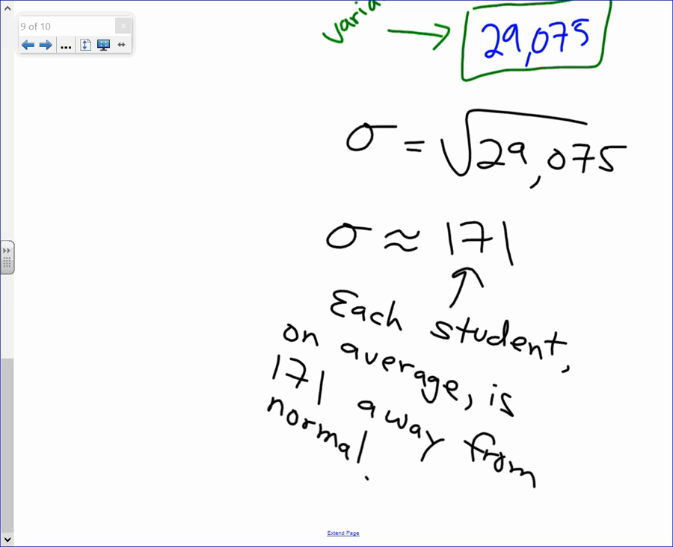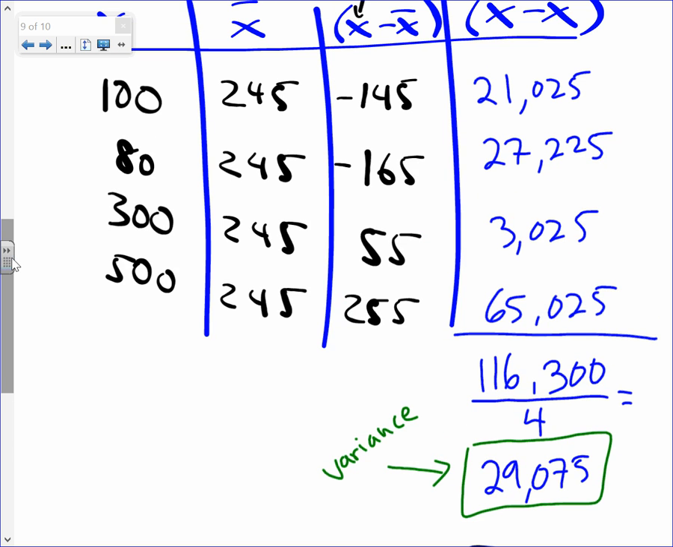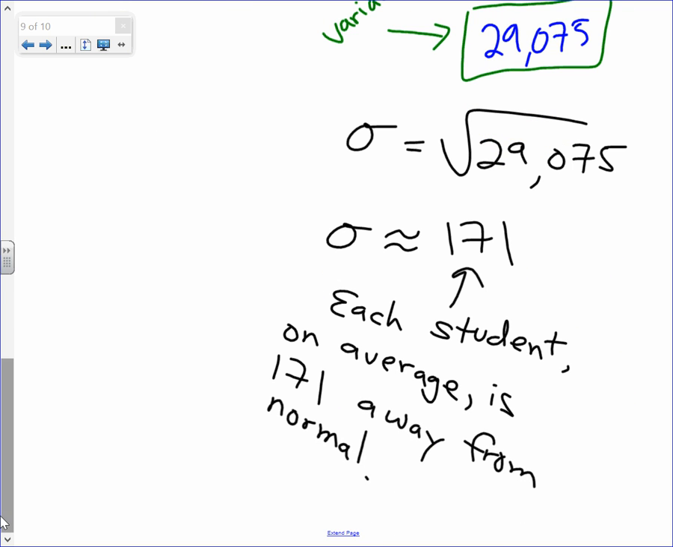On average, the 4 students I studied, if you take each one, they're about 171 away from the mean, the average. Remember, the average was 245, right here. Each student was about 171 away from the average. So this number gives a scientist an idea of how spread out their data is. The smaller that number, the tighter and more condensed the data is. The bigger this number, the more spread out the data is. And that's important for scientists in whatever they're studying.